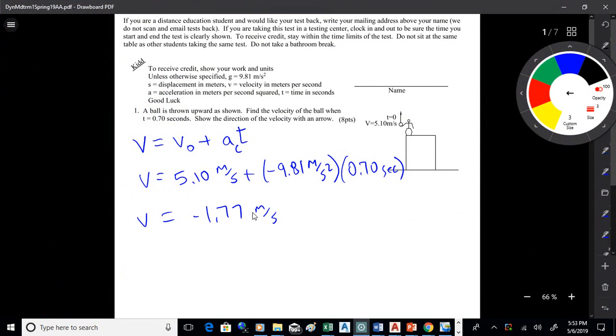Here's a look at a key for the midterm. So this first one is just constant acceleration. You're throwing the ball up at 5.1 meters per second. The acceleration acts down, so you have to watch your signs on this. Just apply a constant acceleration equation. You'll get that velocity right there.